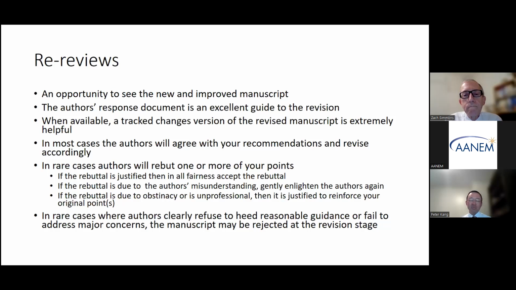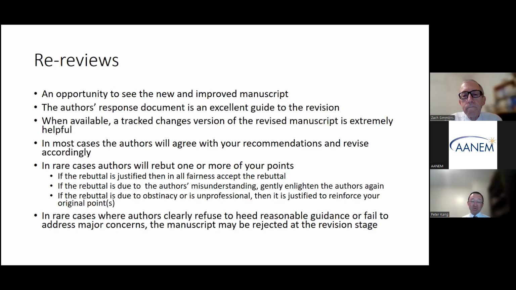In rare cases, authors will rebut one or more of your points as a reviewer. So there are cases when maybe you missed something, you thought something was missing from the manuscript, but it's actually there, and the authors gently point that out. In that case, it's probably best to let that go. If the rebuttal is due to the authors not understanding your original point, you should try to clarify your point and explain why it was so important. Once in a while, we do run into a rebuttal that's due to obstinacy or even sometimes unprofessional attitudes. Then it is justified to reinforce your original points and be insistent. And in a case like that, certainly feel free to stand your ground.